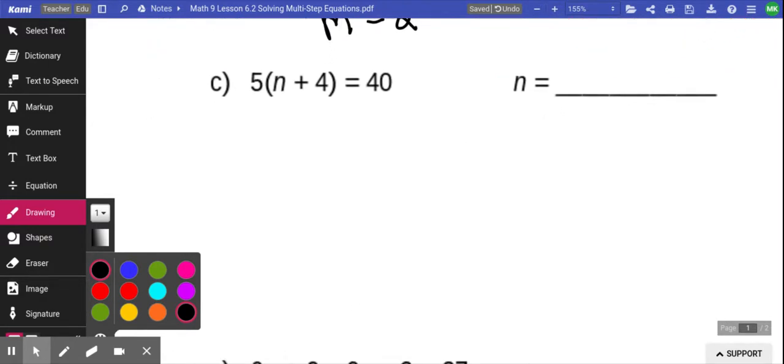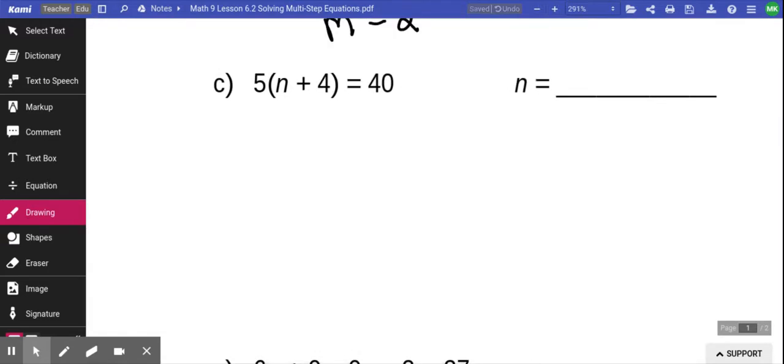So if we focus in on C here, I want to get rid of those brackets by taking whatever number's in front and multiplying that number into the brackets. So remember, that's distribution. We learned that in Unit 5, I believe. So I'm going to distribute that 5 into the brackets. 5 times n becomes 5n. 5 times 4 becomes plus 20. And it still equals 40.